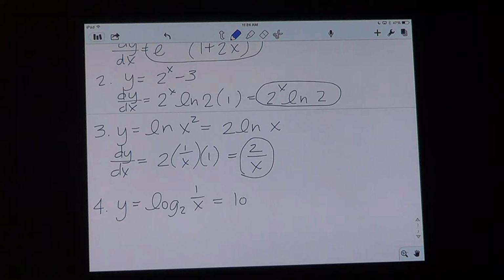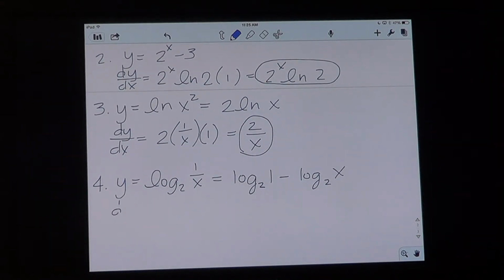Log base 2 of 1 minus log base 2 of x. Yes. So we're gonna have to find the derivative of both of them separately, but in the end it's gonna be easier than doing it the other way, in my opinion, so I could show you if you wanted. So we'll first find the derivative of the log base 2 of 1, and then we'll find the derivative of the log base 2 of x. So what would be the derivative of log base 2 of 1?